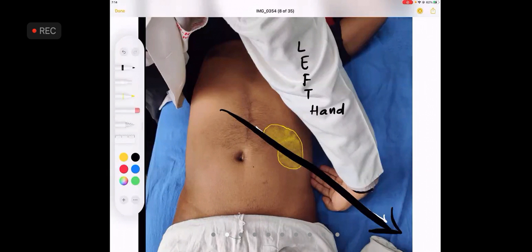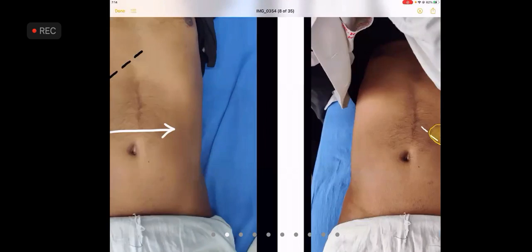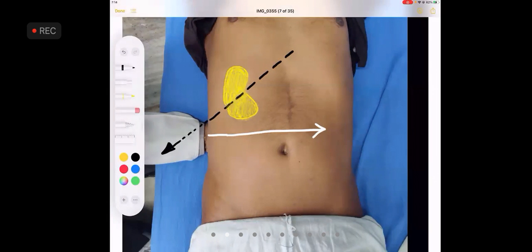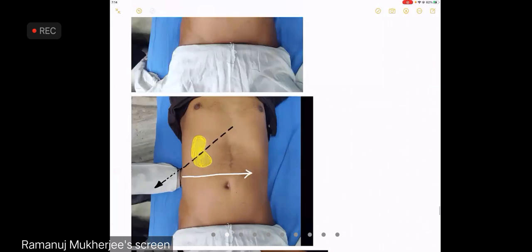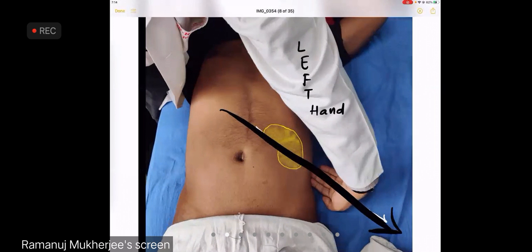Where is the right hand then? The right hand then is on the anterior abdominal wall, and the right hand talks about palpating the kidney thereafter. So please remember that kidney palpation is a two-handed business always. Okay? This is what you are required to remember.